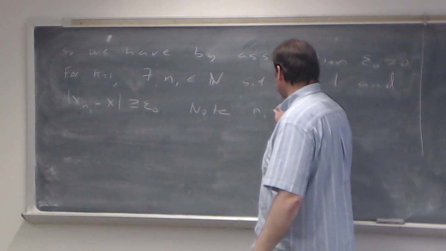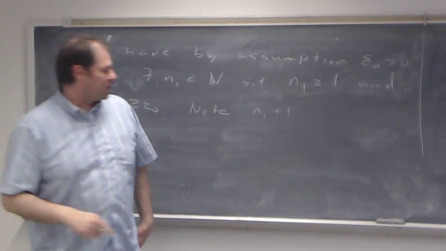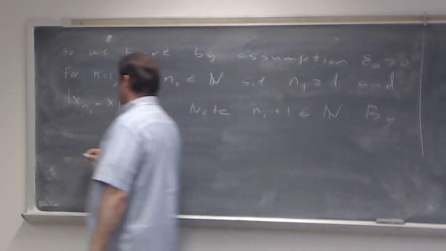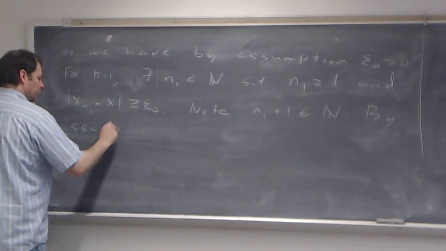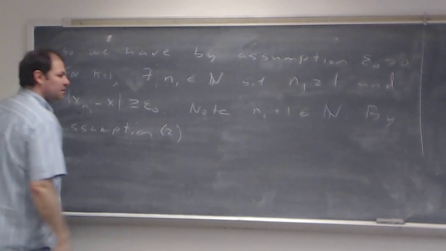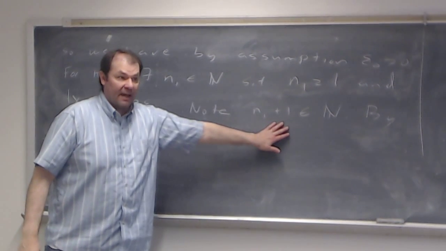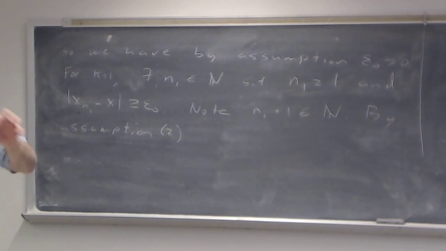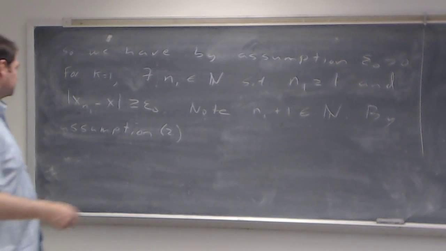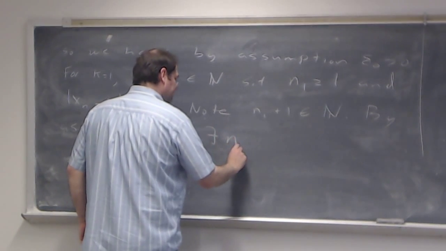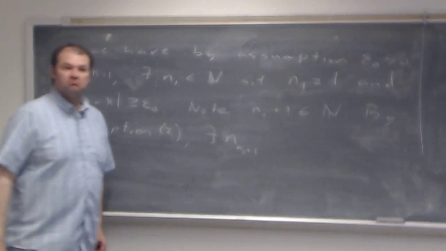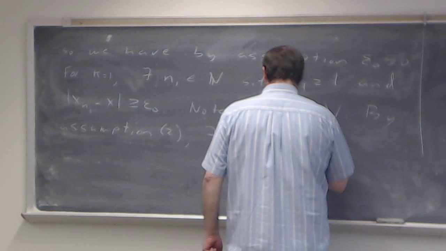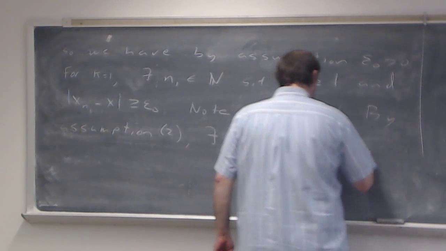So what I'm thinking is that n sub 1 is a natural number. If I add 1 to it, that's a natural number. So n sub 1 plus 1 is a natural number. Now by assumption, what do I mean by assumption? I'm talking about 2. That's what we're assuming. If you give me some natural number, n sub 1 plus 1, there is some other natural number, which we call n sub whatever.